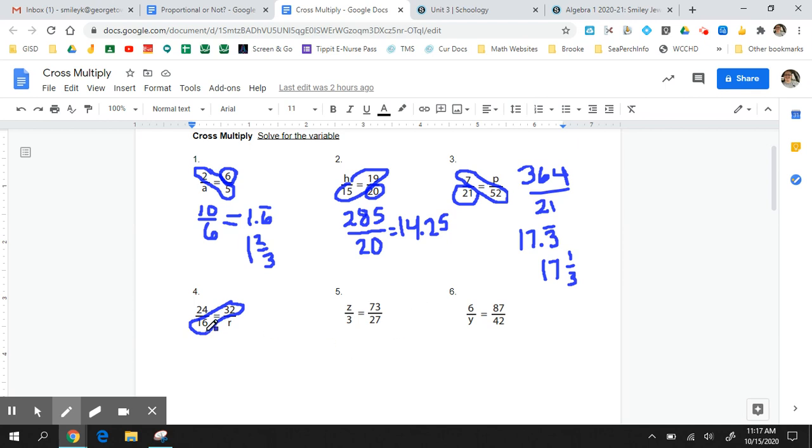All right, so you should have got 16 times 32 and got 512. And 512 divided by 24 should have given you 21.33. Again, you can make that into a fraction. If you did, that's just fine. Number 5, you should have done 3 times 73, and got 219. And then divided by 27, which should give you 8.1 repeating.